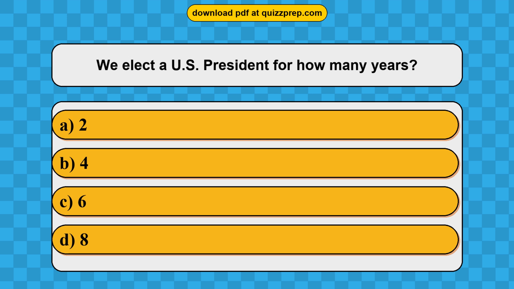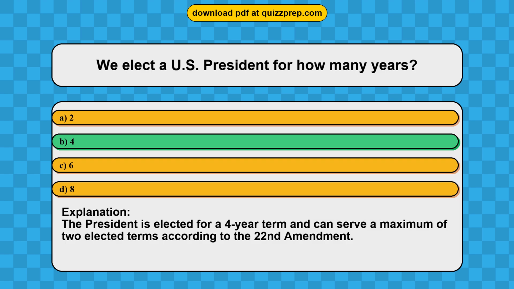Question 7. We elect a U.S. President for how many years? Option A. 2. Option B. 4. Option C. 6. Option D. 8. The correct answer is option B. 4. The president is elected for a 4-year term and can serve a maximum of 2 elected terms according to the 22nd Amendment.